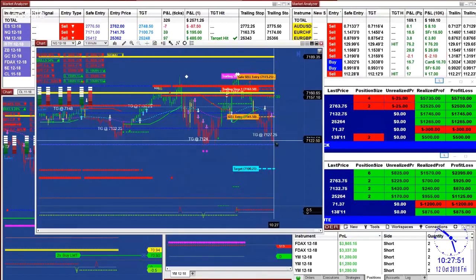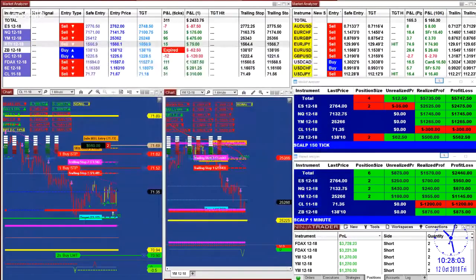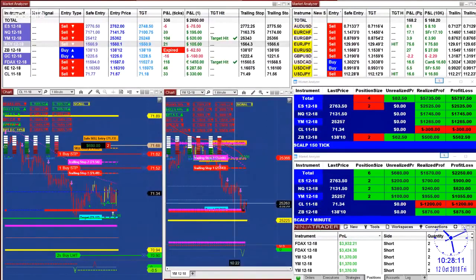And right now on the Nasdaq, you are 36 ticks. Am I right? And the ES is just in line. And what else do we have? The YM, we're done with the YM. It hit the target. Look, when we hit the target, there's nothing left. We hit the target on the YM.